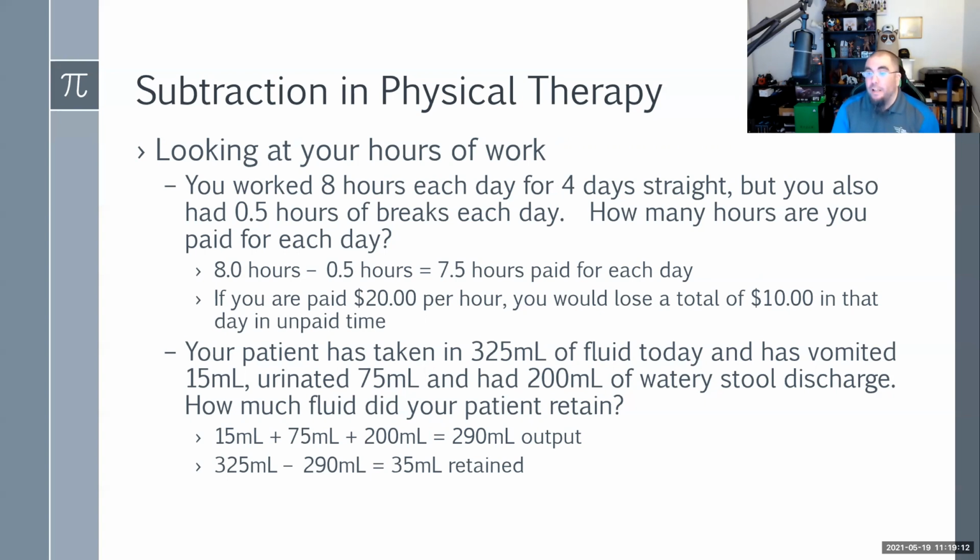If you're paid $20 an hour, you'd lose a total of about $10 in that day in unpaid time. That's pretty common. This is why a lot of physical therapy clinics will schedule you for 8.5 hours versus just 8 hours, so that they're getting a full 8 hours of work out of you.